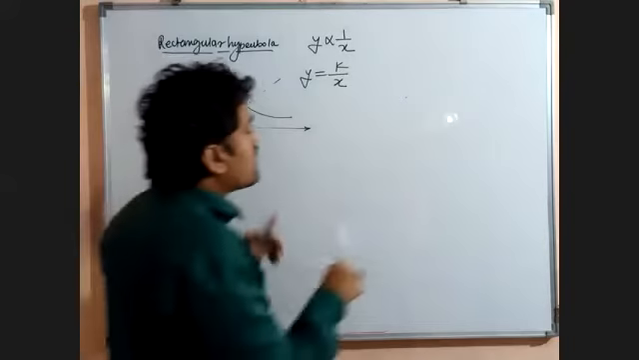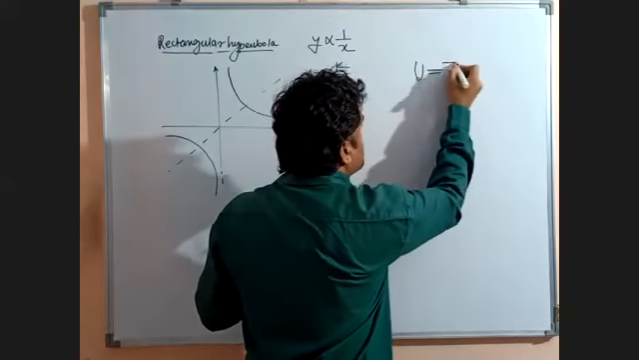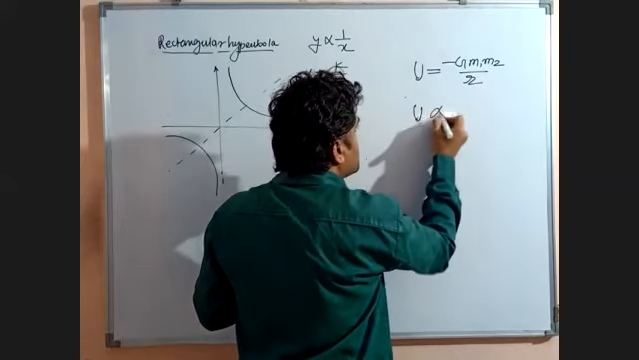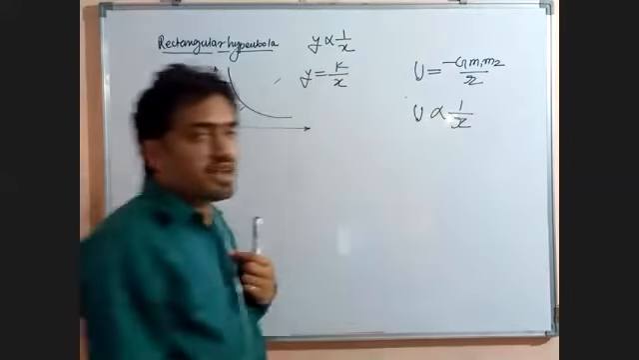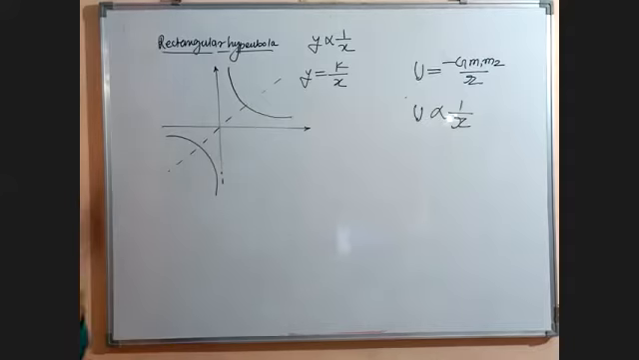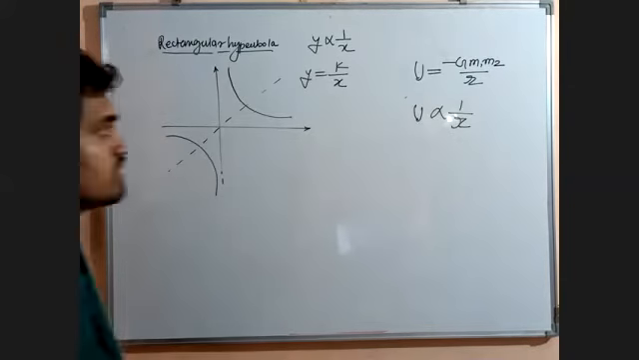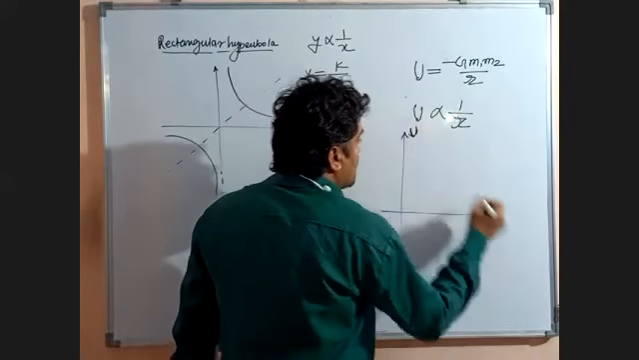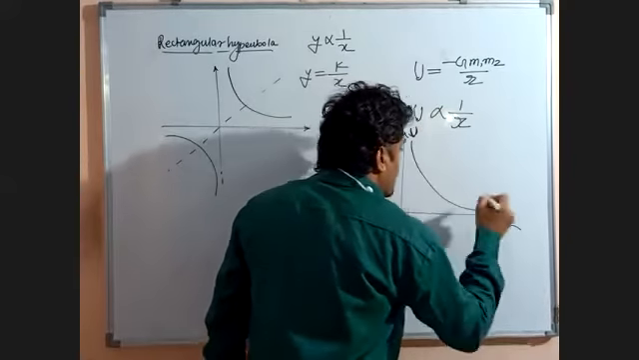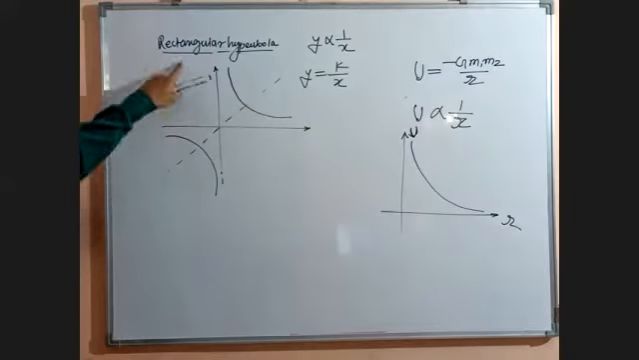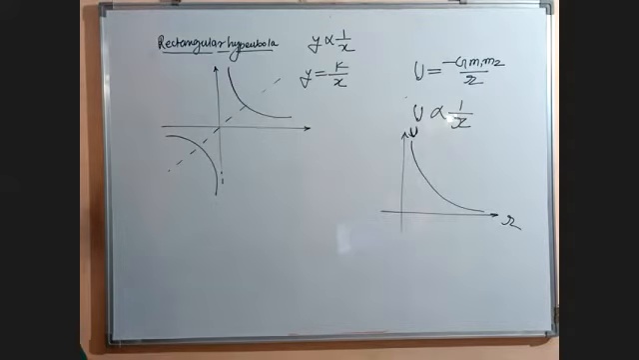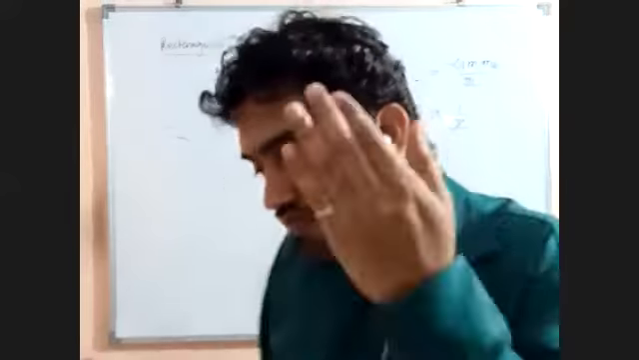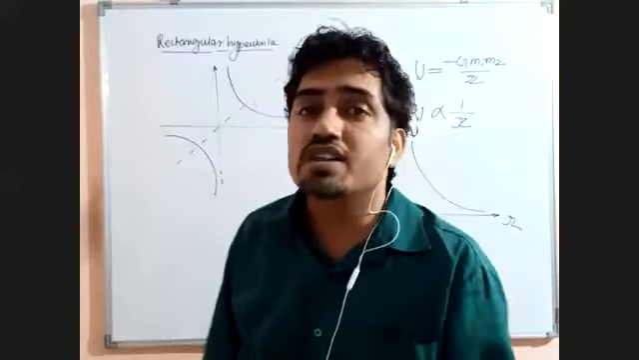Like potential energy, G m1 m2 by r: gravitational potential energy is inversely proportional to the distance. So if you plot potential energy against distance r, it will be a rectangular hyperbola. You have to understand this type of graph. What is the meaning of rectangular hyperbola? When some physical quantity is inversely proportional to another quantity.